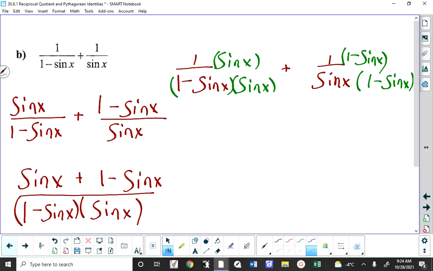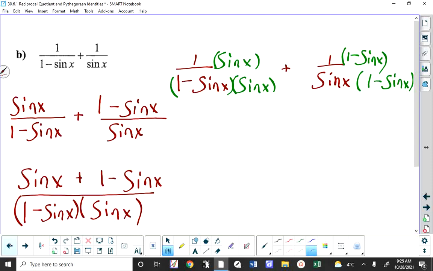By the way, if there's anybody out there that is looking at this and saying, oh, we're kind of cross-multiplying, don't think that way. We're not cross-multiplying. Does that make sense so far? Okay, and on the top, we're going to simplify the top. Sine of x minus sine of x is 0, so we're left with 1 over that denominator. And that's the answer. That's all we can do for this question.